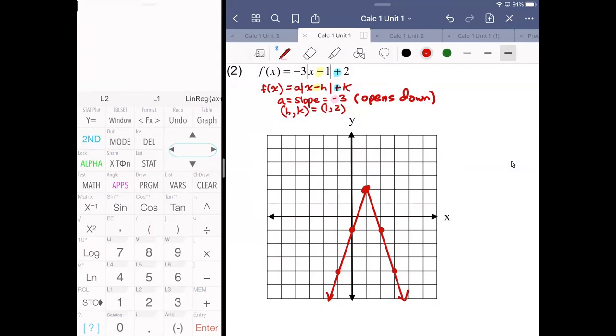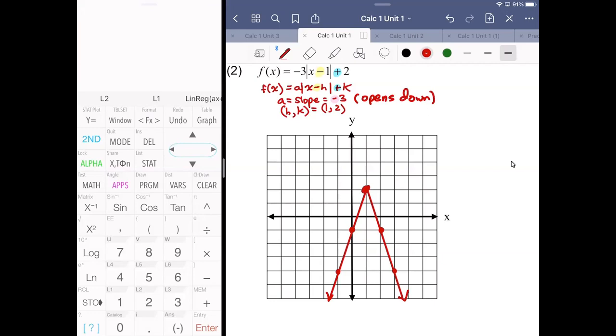So, Professor, quick question. Sure. Because the slope is negative, that means the absolute value graph opens down, right? That's why it opens down. Exactamundo. Okay, cool. You got it.